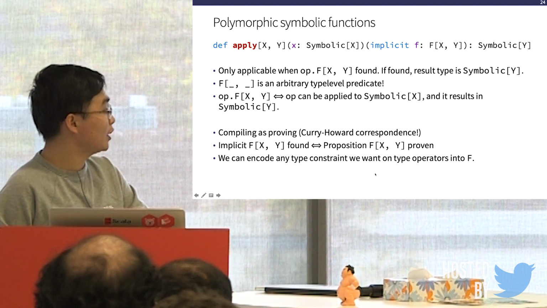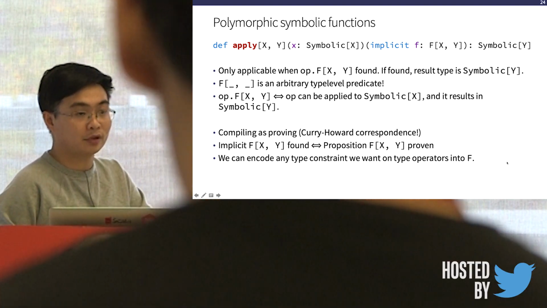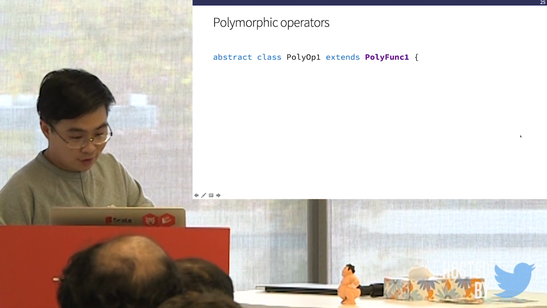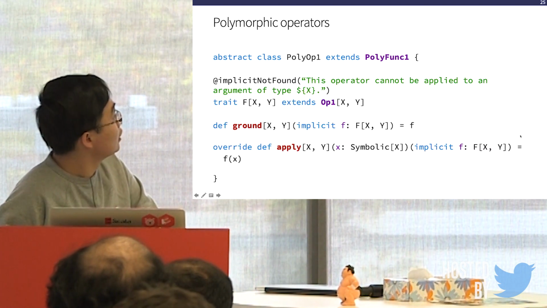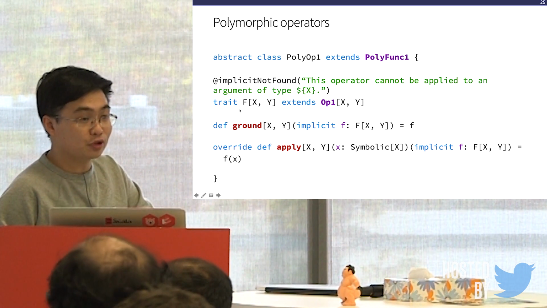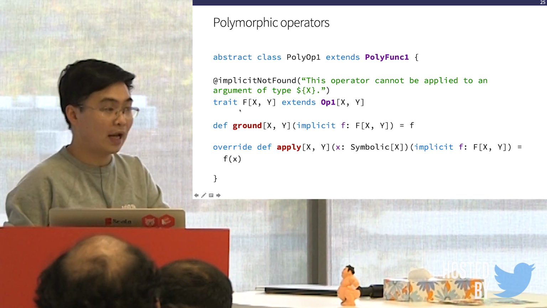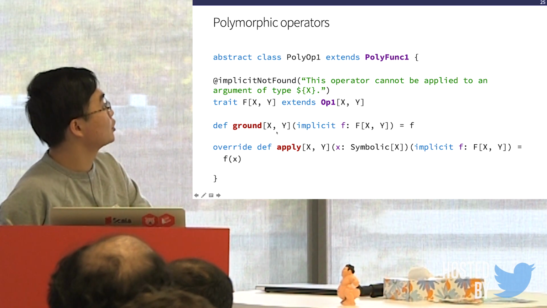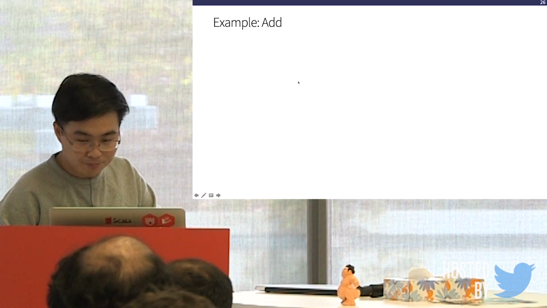So we can encode any type constraint we want on type operators into f, because Scala has a very expressive type system. So let's look at how these things are actually done. This is a polymorphic operator, and we can add an implicit not found here on f. So it produces really good compilation error messages. If you add something that's not the same type, the compiler would report this operator cannot be applied to an argument of type x.